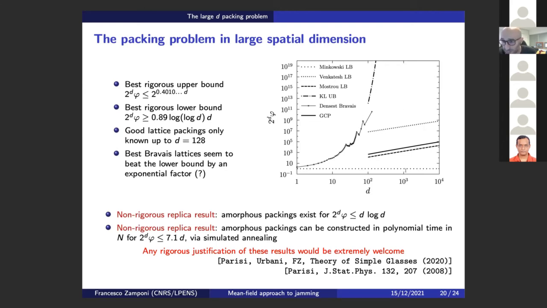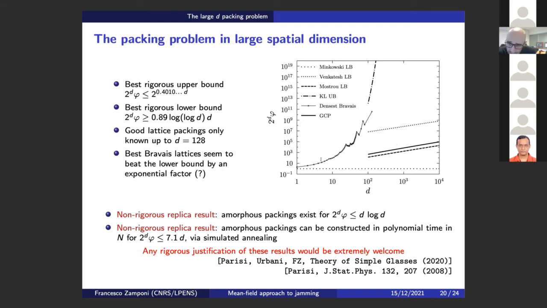lower bounds. This is a simple one that was obtained already by Minkowski. And of the other two, this one is going like d, and this one is going like d log d. So this one will eventually take over, but this one has a much bigger prefactor. So up to dimensions that are astronomically large, this is actually better. But anyway, these are details. Basically, they are very similar.